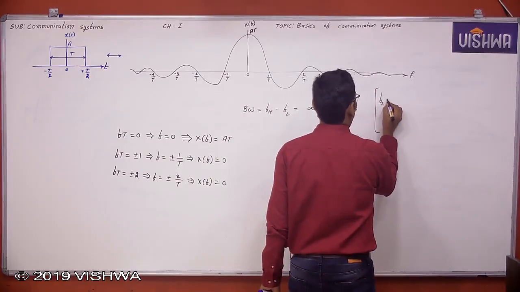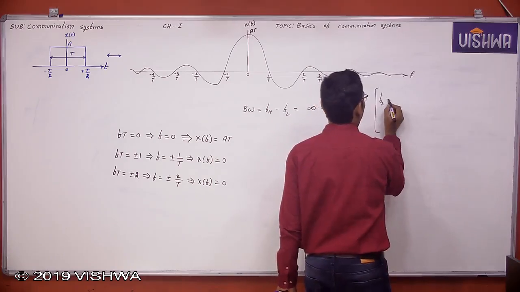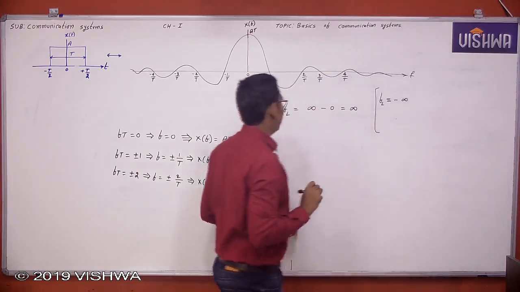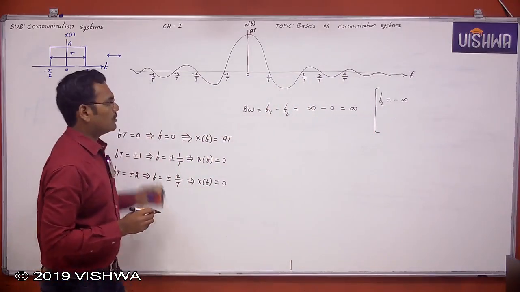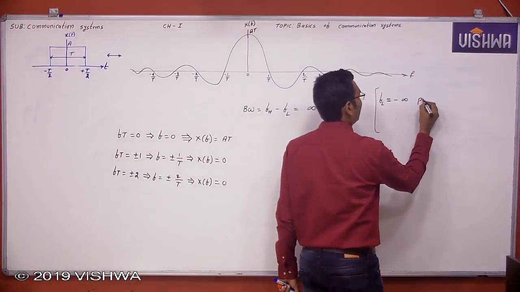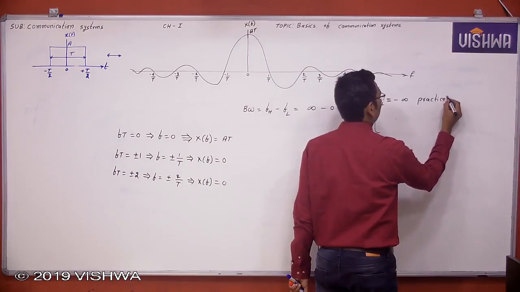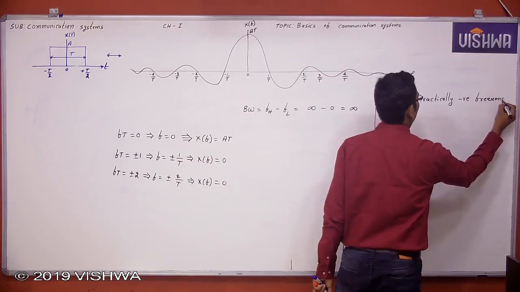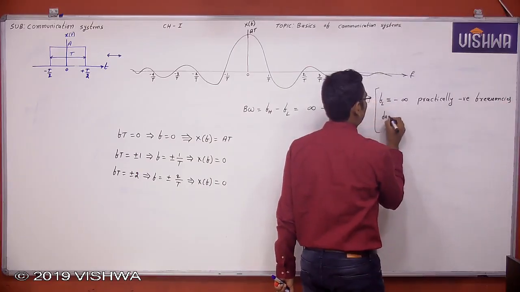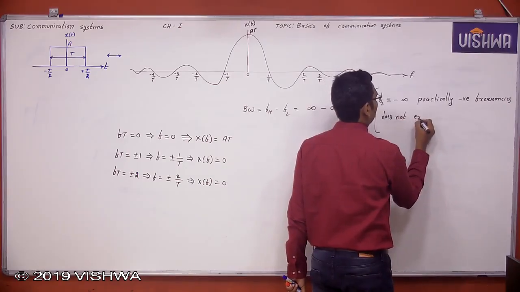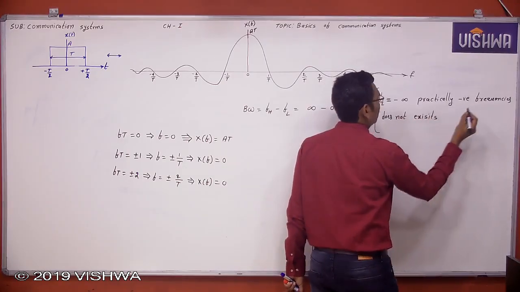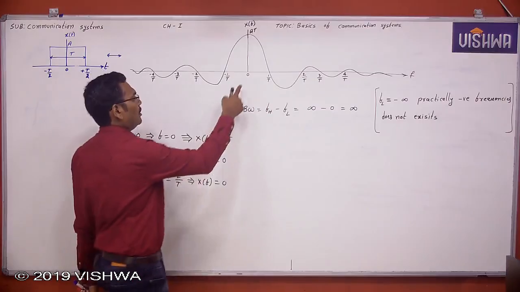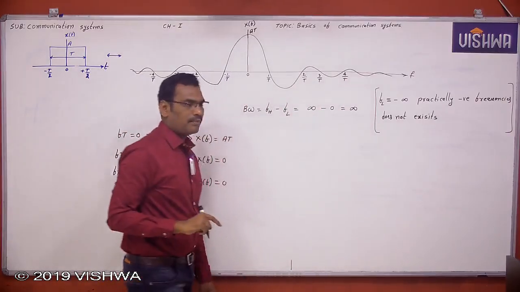lowest frequency is minus infinity. Lowest frequency is minus infinity. Wrong, because practically negative frequencies do not exist. Practically negative frequencies do not exist. Therefore, you don't take the negative side, only the positive side. Okay. So this is the bandwidth.